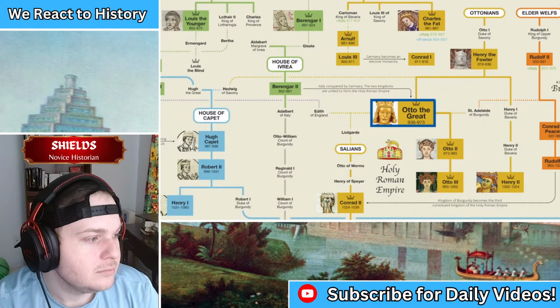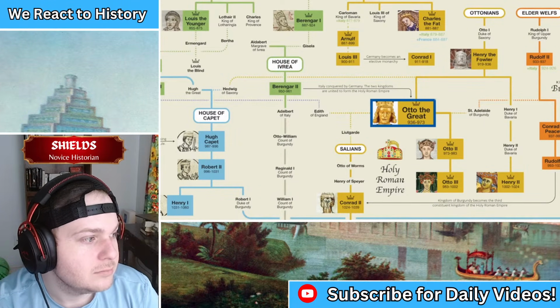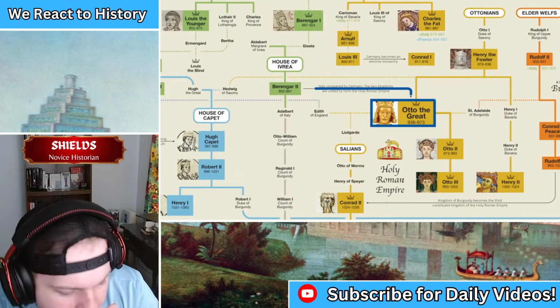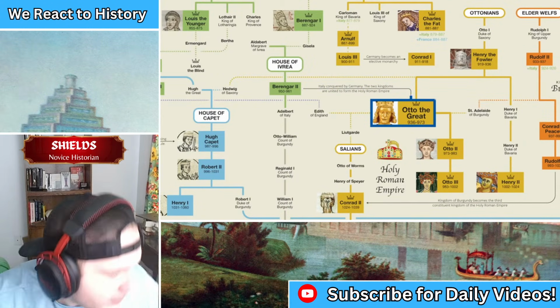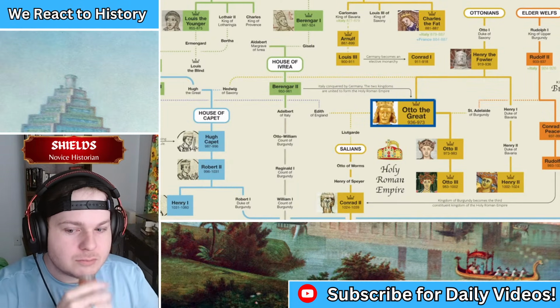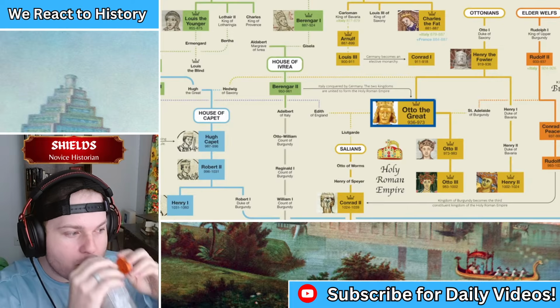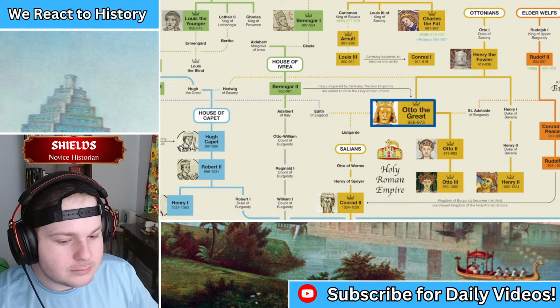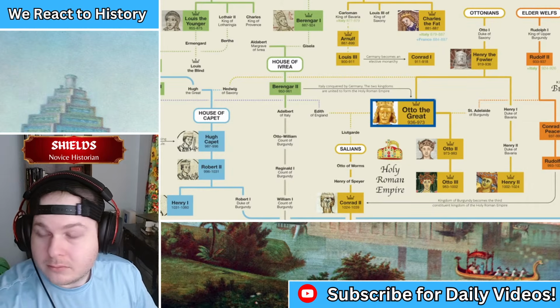So Otto started out initially as just king of East Francia. However, in the year 961, he captured Italy and was crowned emperor. Thus, the year 961 marks the true beginning of the Holy Roman Empire, because from this point forward, the title of emperor would be reserved only for those who were also king of Germany.